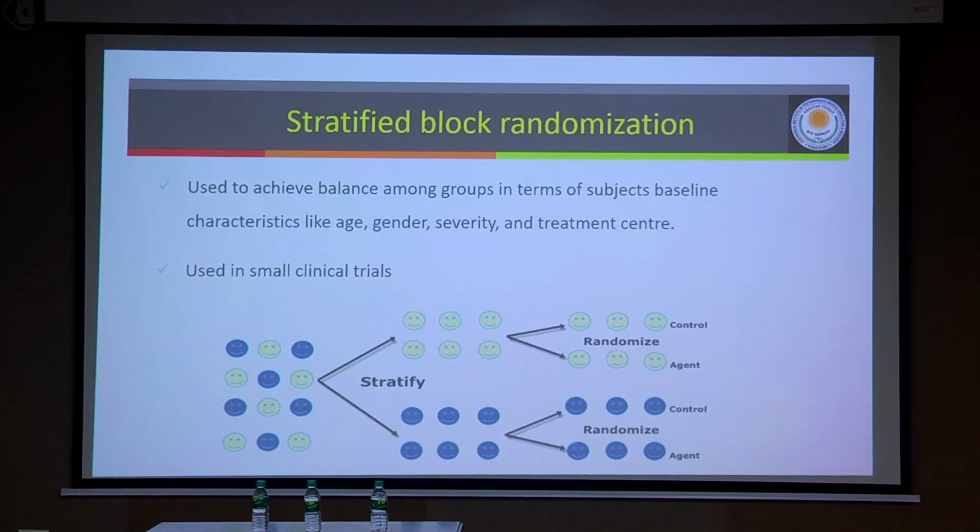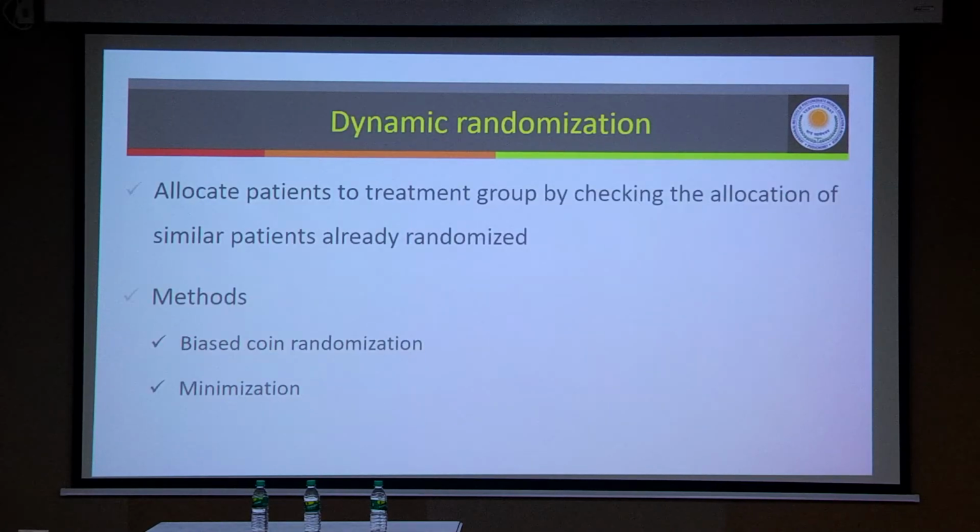Next, stratified block. As you saw, stratified means you divide them based on the age, sex, or income. You divide them into different strata, male, female, and then divide them into control and intervention, so that you get an equal number of male and female in each group. This is called stratified block randomization.